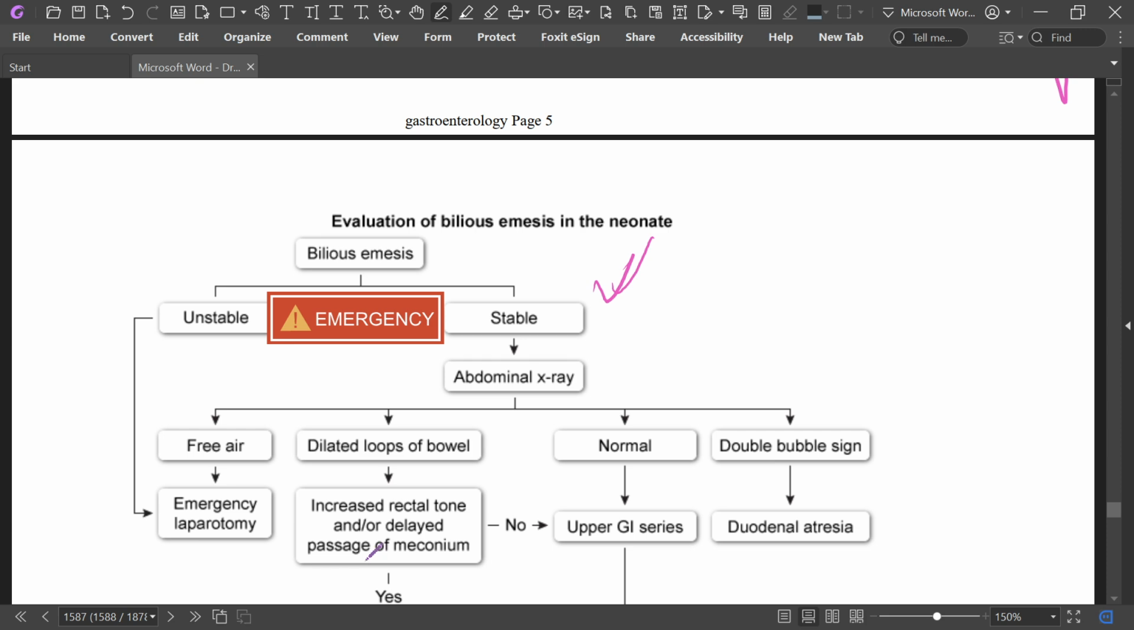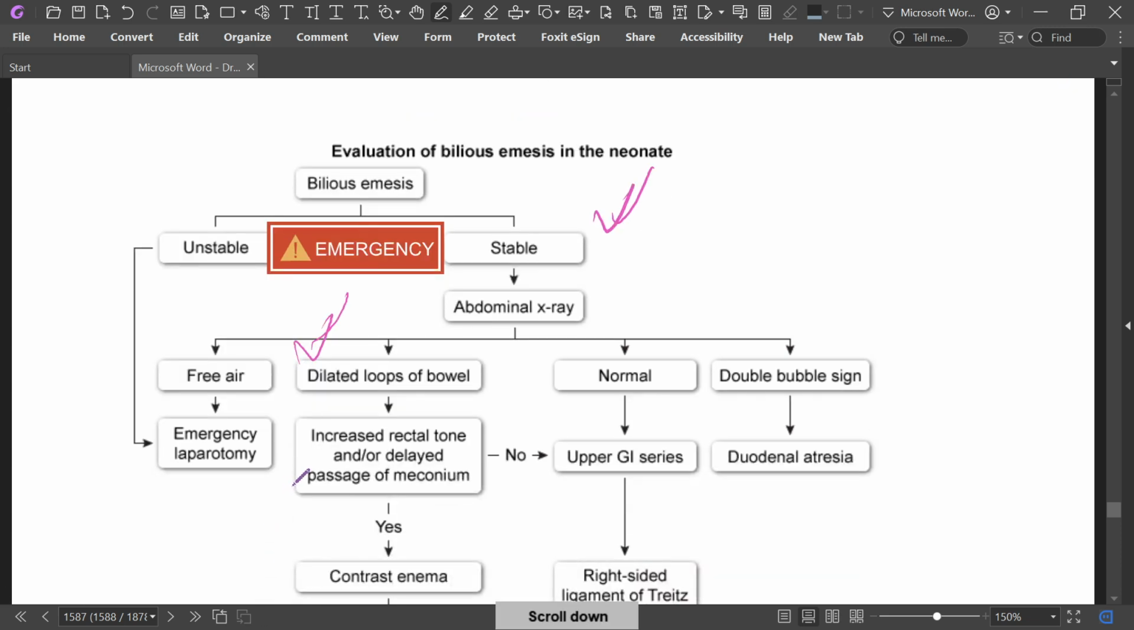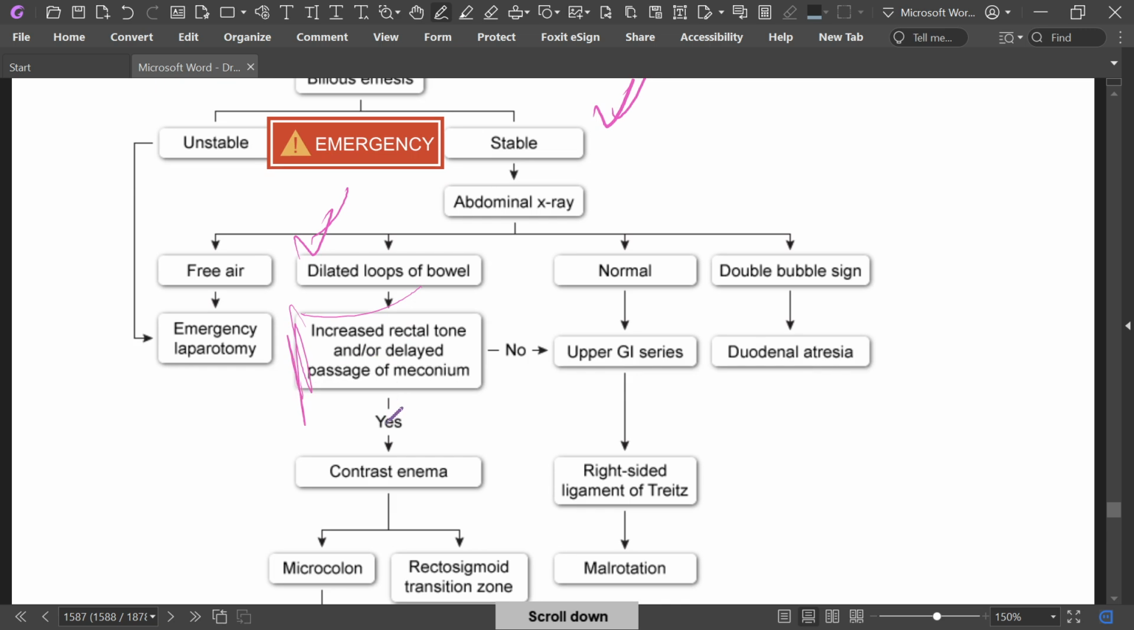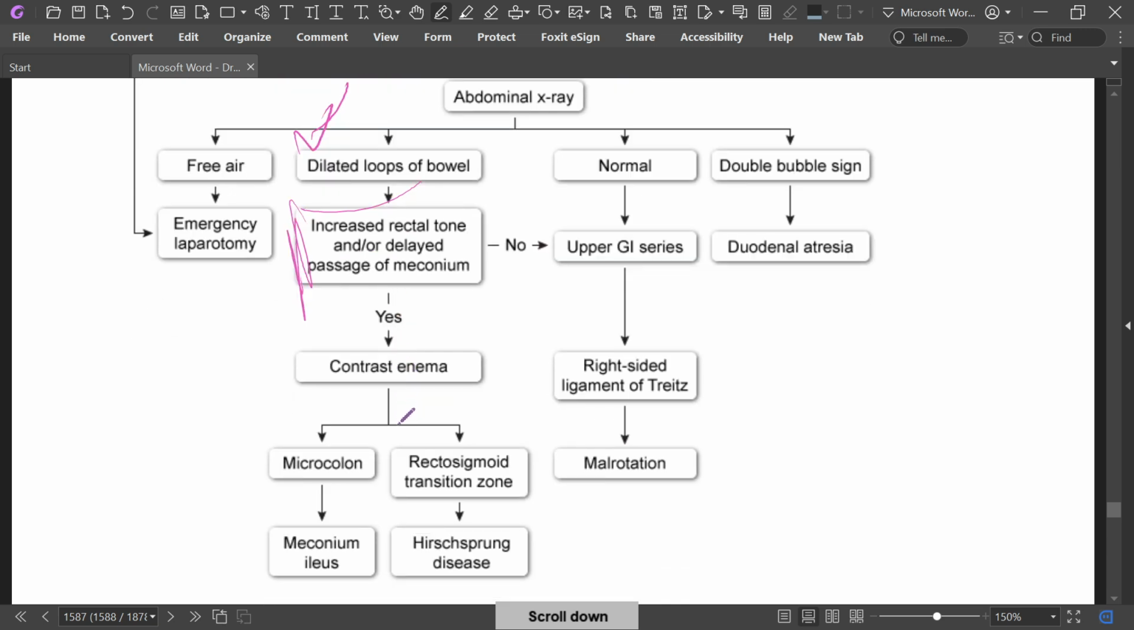If there are dilated loops of small bowel, and if there is increased rectal tone or delayed passage of meconium, do a contrast enema. In contrast enema, if there is microcolon, it is meconium ileus. If there is a rectosigmoid transition zone, it is Hirschsprung disease.